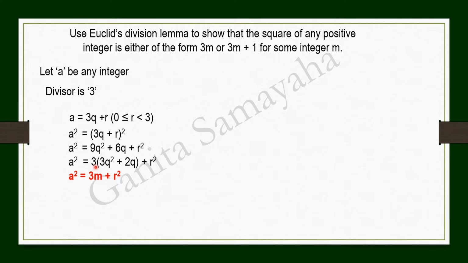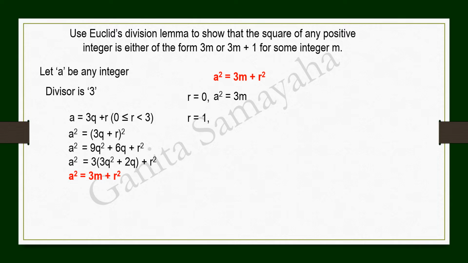3m we are sure. This will be 3 into some integer m. Okay. So, we have got 3m, but this r squared we have to be very specific. Okay. So, we will take all the three cases. We will consider first r is equal to 0. When r is equal to 0, what happens to a squared? a squared is equal to 3m plus 0. So, a squared becomes 3m. Is it clear, children? So, when r is 0, we have a squared as 3m. That is, the square of the given positive integer will be 3m.